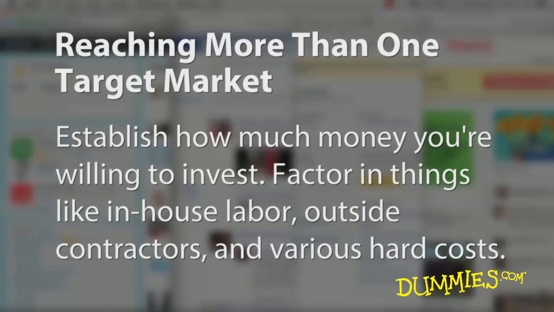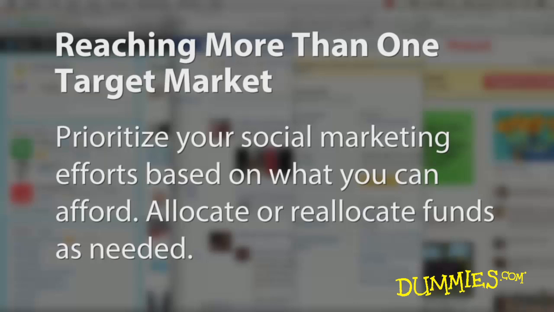Cost is an important factor. Establish how much money you're willing to invest. Factor in things like in-house labor, outside contractors, and miscellaneous hard costs like purchasing software or equipment. Then, prioritize your social marketing efforts based on what you can afford. Allocate or reallocate funds as needed. This approach not only keeps your total social marketing costs under control, but also lets you assess the results against expenses.